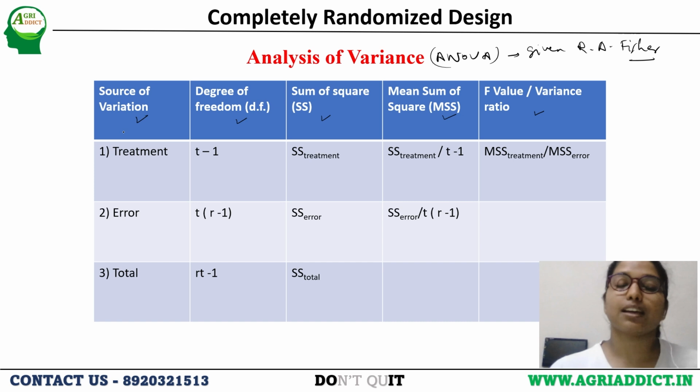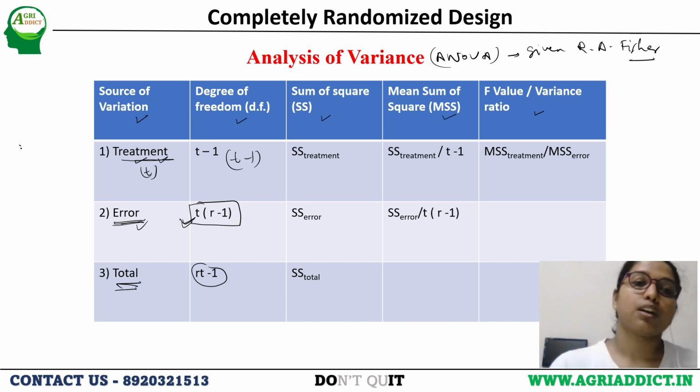Here, as in the previous slide I told, replication is not a source of variation. What is the source of variation? The treatment which we are taking will be a source of variation, the error that might come in during conducting the experiment, and the addition of these two, the total. And the degree of freedom is what? For treatment, we just have to do t minus 1. For error, it will be t into r minus 1. This is how to calculate the error degree of freedom. And the total will be rt minus 1. So the number of plots will be r into t.